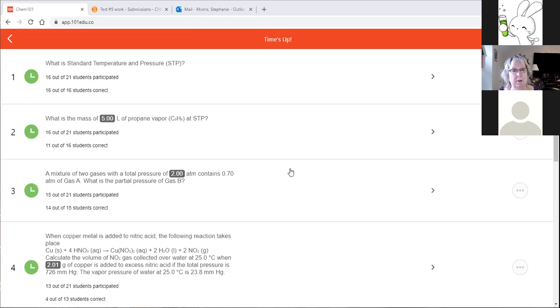And I know this is fast, but you can go back now and look at feedback. Okay, on number 3, this is a Dalton's law partial pressure. We're giving you the total pressure. We're giving you 0.70 atmospheres of gas A. You simply subtract to get the 1.30 atmospheres of gas B.